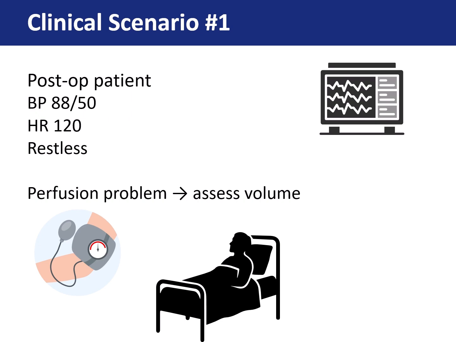You have a post-op patient, blood pressure 88 over 50. Their heart rate is 120 and they're restless, right? So you have low cardiac output, but you have high heart rate. So that heart is pumping, trying to move that blood throughout the body to perfuse those organs. So you have a perfusion problem. You're going to think, let me assess the volume status. Let me think that when the provider comes, there's a possibility for an order of fluids or to increase the amount of fluids the patient is going to get. Let's move on to two.